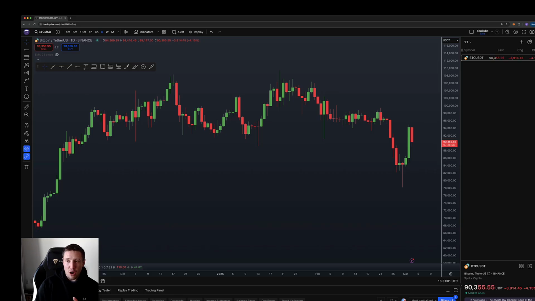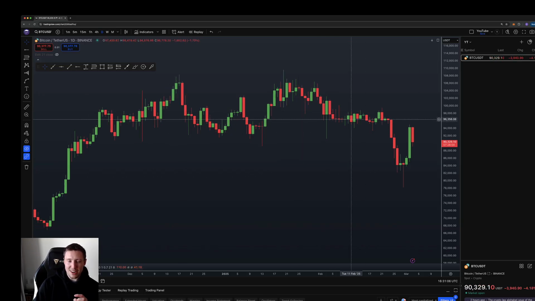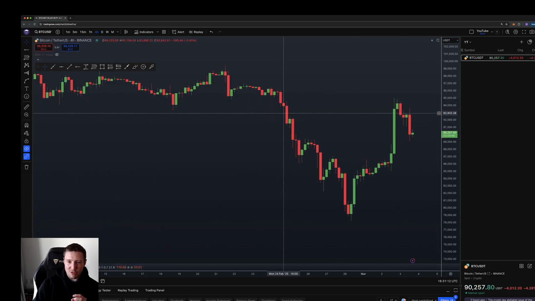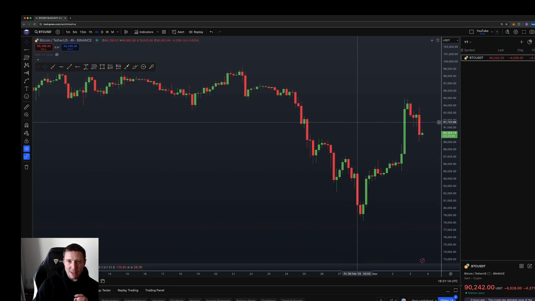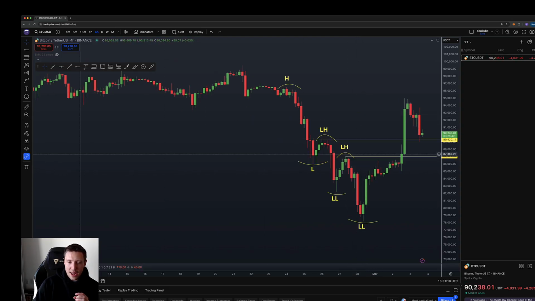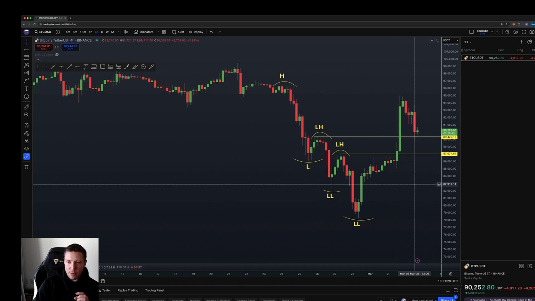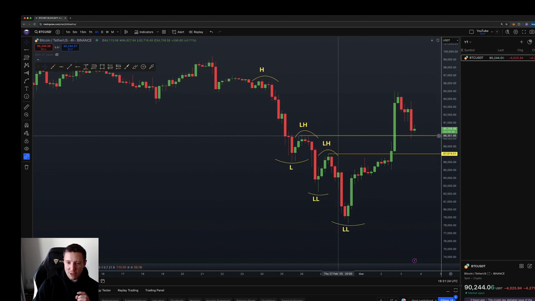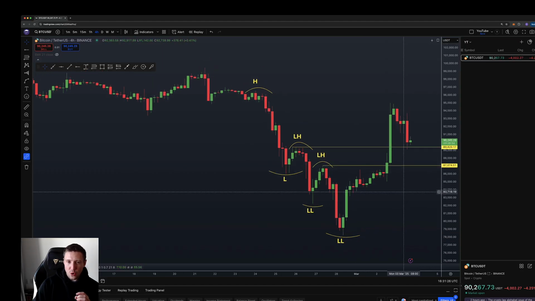Now, we're currently on the daily time frame, which means that each one of these candlesticks represents the price action for one day, whereas we're actually going to take a look at the 4-hour time frame, which means that each one of these candlesticks represent the price action for a 4-hour period. So let's take a look at how we can identify which environment price is in. So uptrends, downtrends, and range-bound environments, and how you can use that to your advantage.